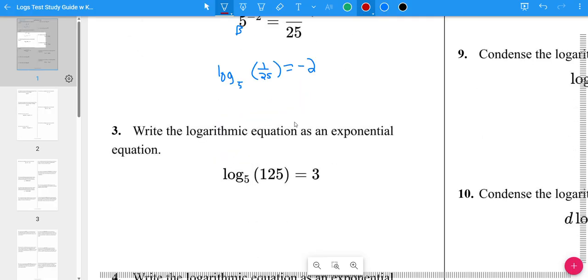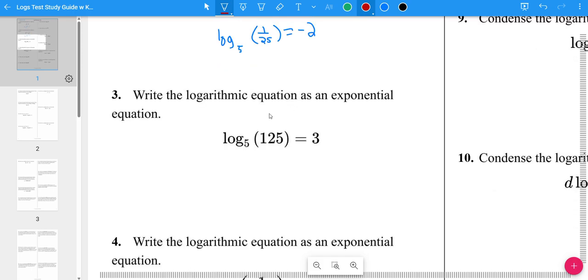So number 3, we got write the logarithmic equation as an exponential equation. So remember, if it's a log form, logs are bay, B-A-E. And then we rewrite it, and my base is 5, my exponent is 3, and my answer is 125. It goes to my base, exponent, answer. Okay. So remember, when we're writing it in exponential form, we're writing it as an exponential equation. There's no log anymore.